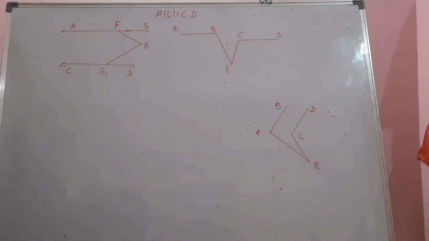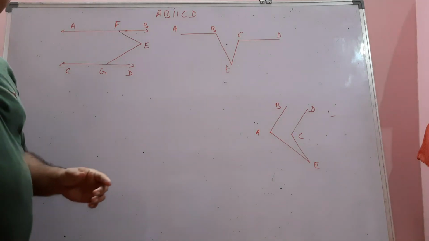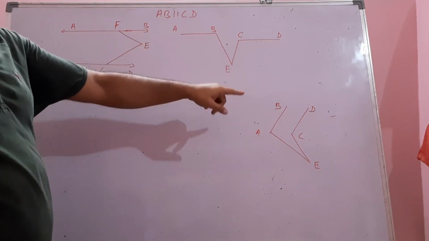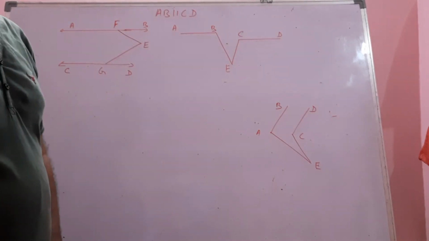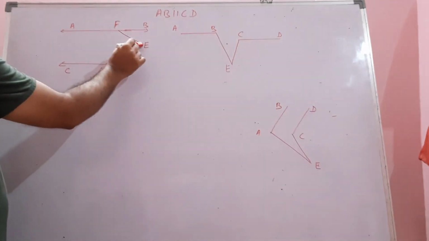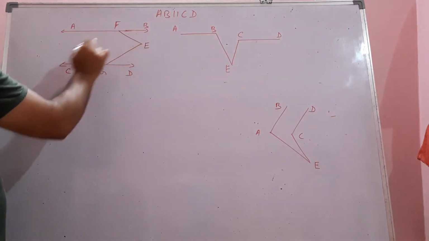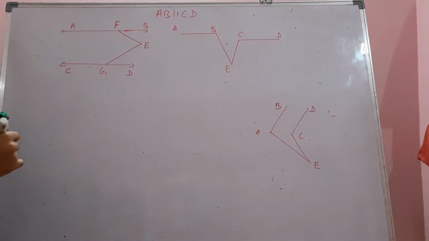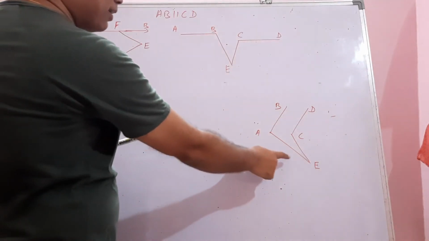Then what you have to do, as there is no transversal, you cannot use the result. If lines are parallel, intersected by a transversal, then the results can be used. But here you cannot use the result. So what you have seen, in this figure EF and EG intersect AB and CD separately, but they cannot intersect both of them together. Here also the same thing.